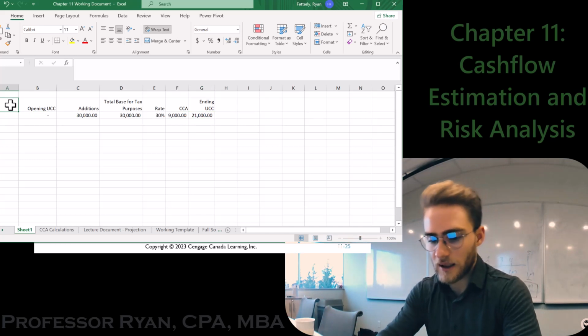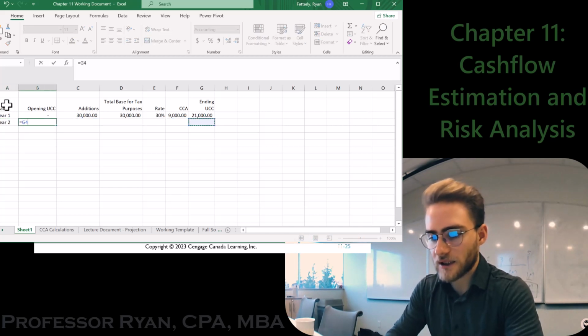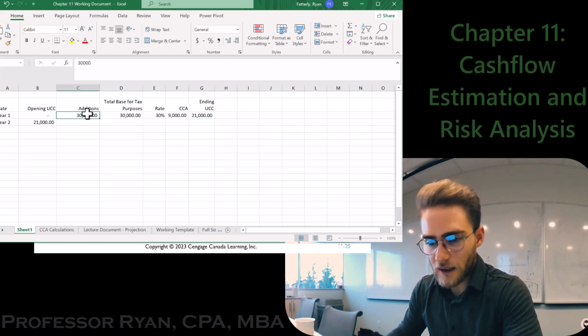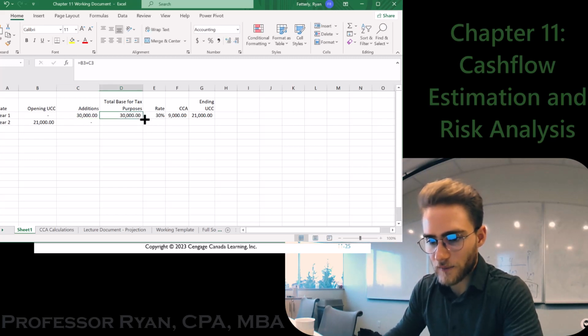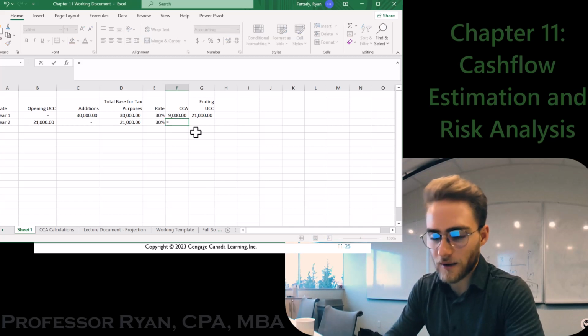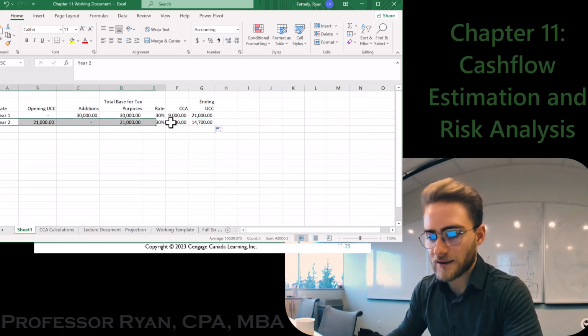So if we just say date, we say this is year 1, and then we say this is year 2, and our opening UCC is the closing UCC of the previous year, right? This all stays the same. So we're not adding on anything else this year. This calculation stays the same. So we have $21,000 to depreciate this year. Our rate stays the same. And then basically to calculate our CCA for year 2, we just take the new base and multiply it by 30%, right? So we got to deduct $9,000 in year 1, and now we get to deduct $6,300 in year 2. At the end of year 2, we have $14,700 left.